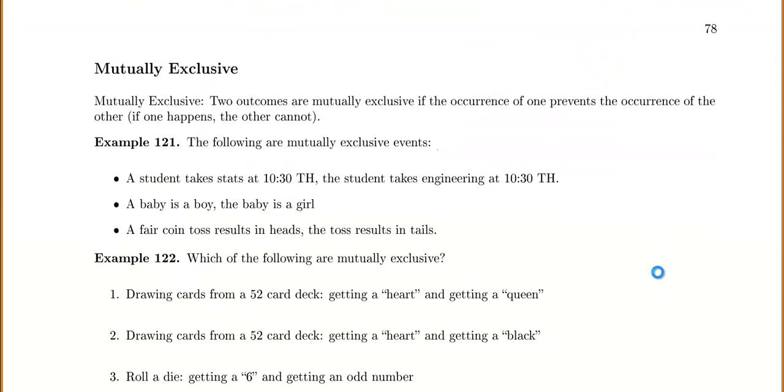Next, mutually exclusive. Two outcomes are mutually exclusive if the occurrence of one prevents the occurrence of the other. Or in other words, if one happens, the other cannot. So they cannot happen together. So the following are examples of mutually exclusive events.